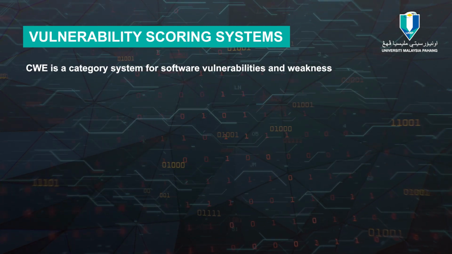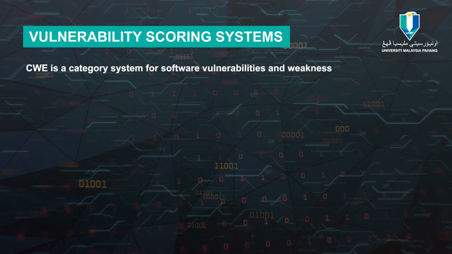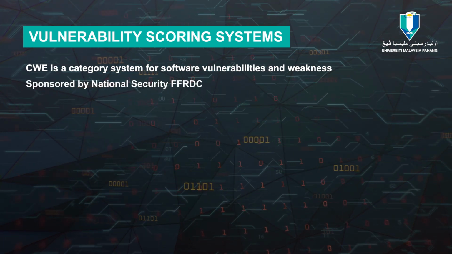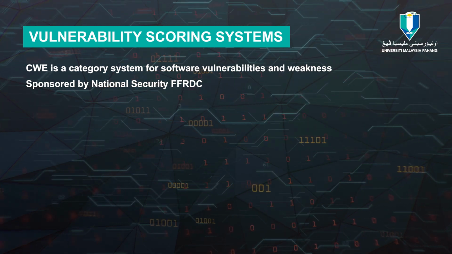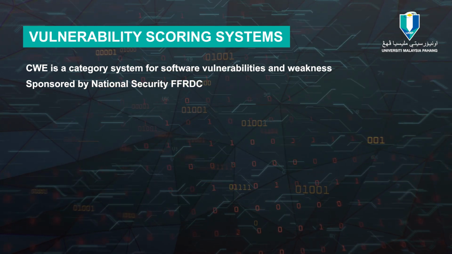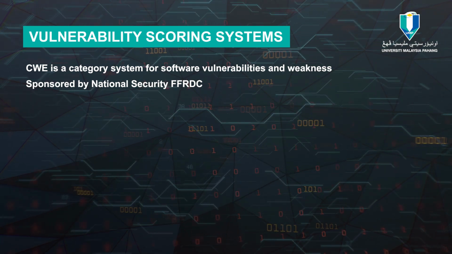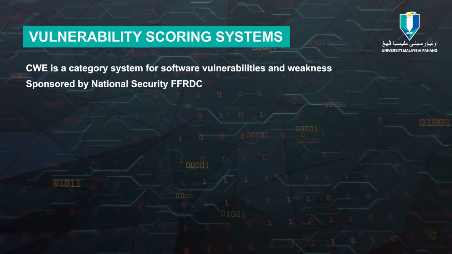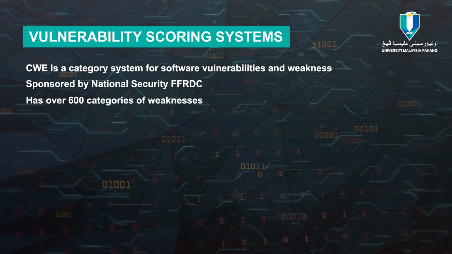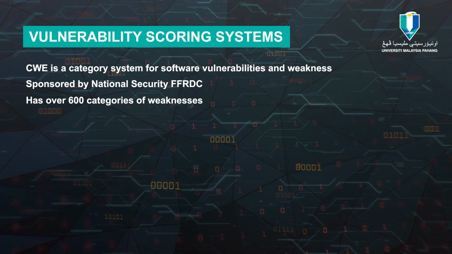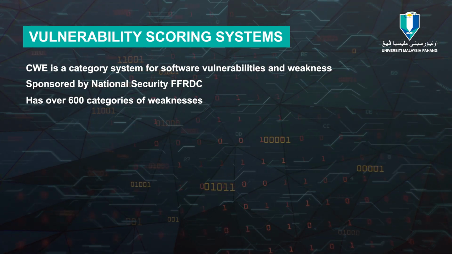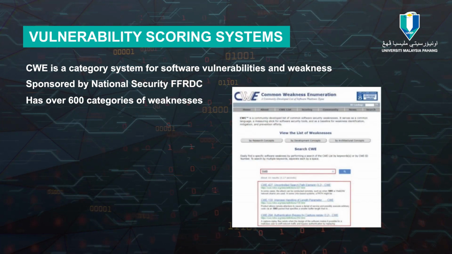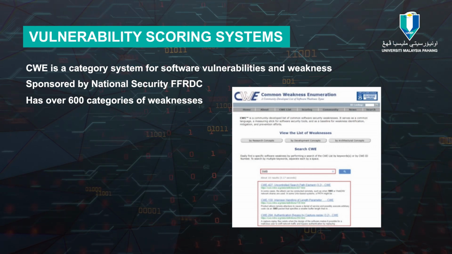Common Weakness Enumeration, CWE, a category system for software vulnerabilities and weaknesses. It is sponsored by the National Cybersecurity FFRDC, which is owned by MITRE Corporation, with support from US-CERT and the National Cybersecurity Division of the US Department of Homeland Security. It has over 600 categories of weaknesses, which enable CWE to be effectively employed by the community as a baseline for weakness identification, mitigation, and prevention efforts. This is an example for CWE.